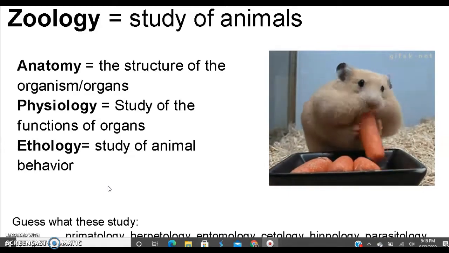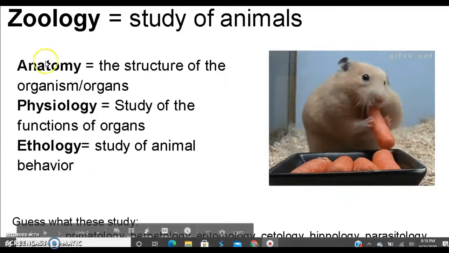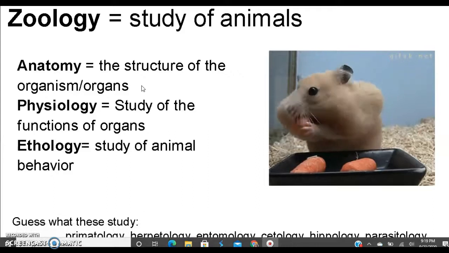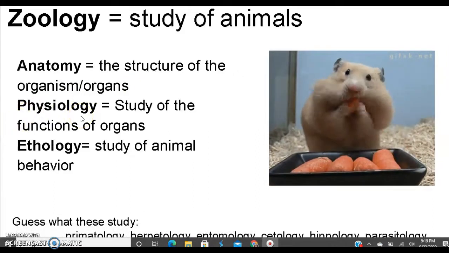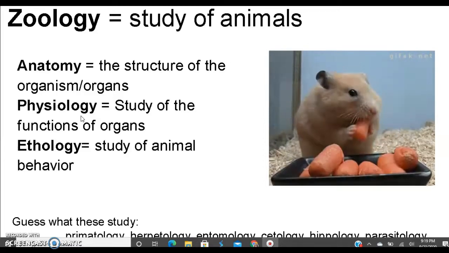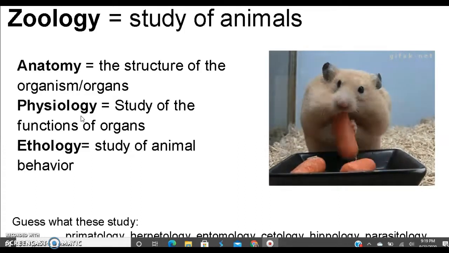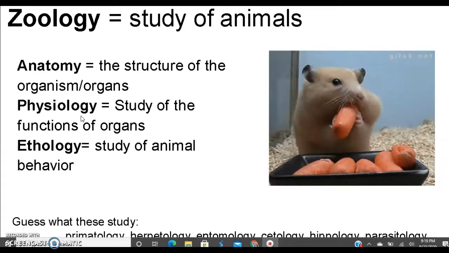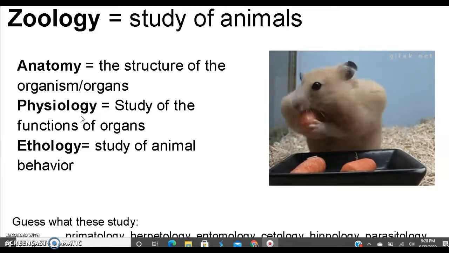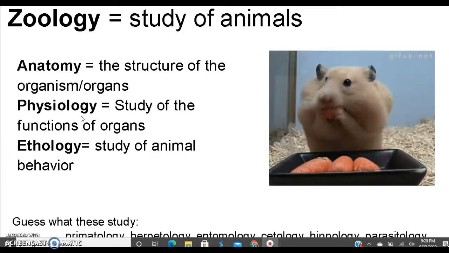So, a zoology researcher might be interested in the anatomy or the structure of the organisms or the organs within that organism. They might be interested in the physiology, which is the study of the functions of those organs. They might be interested in the ethology, or the behavior of the animals. And then some examples of different types of groups of animals that one zoologist might want to research.